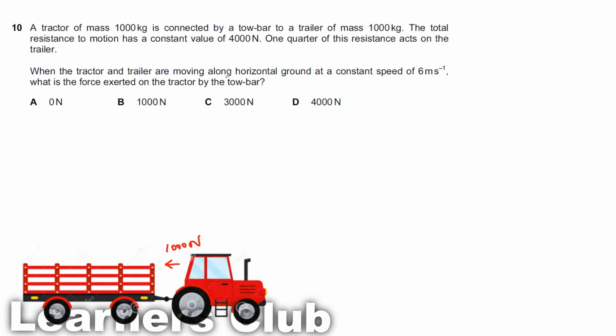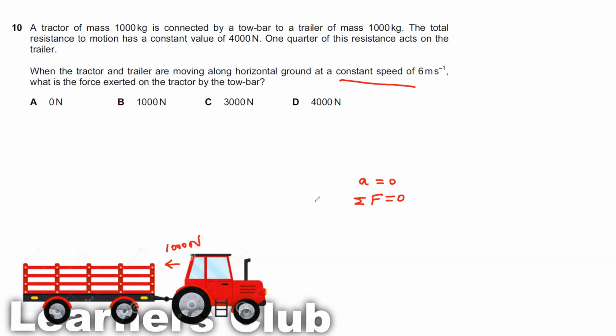When the tractor and trailer are moving along a horizontal ground at constant speed of 6 meters per second, what is the force exerted on the tractor by the tow bar? Now you have to observe this. This is a constant speed. Tractor and trailer, they are moving with constant speed. And they are also traveling on a horizontal ground. So they're moving at a constant speed on a straight road. So their resultant force is going to be 0. Why? Because their acceleration is 0. If their acceleration is 0, their resultant force is 0.